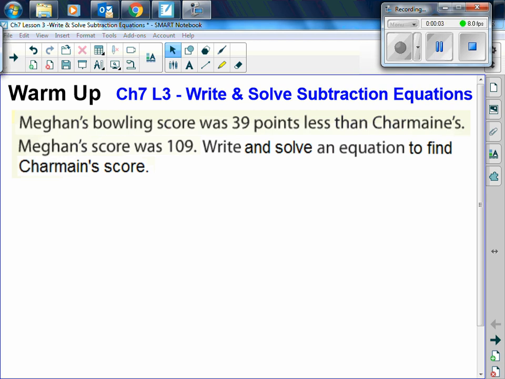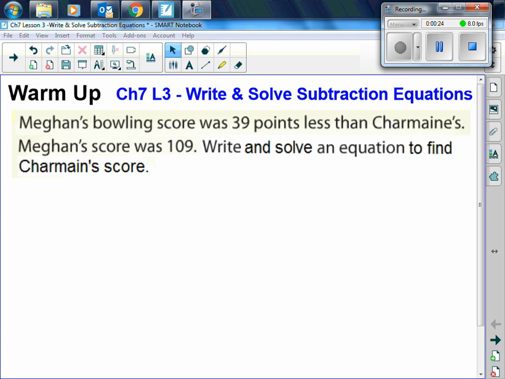Alright, so chapter 7, lesson 3 is write and solve subtraction equations. So here, in the warm-up, it says Megan's bowling score was 39 points less than Charmaine's. Megan's score was 109. We want to write and solve an equation to find Charmaine's score.